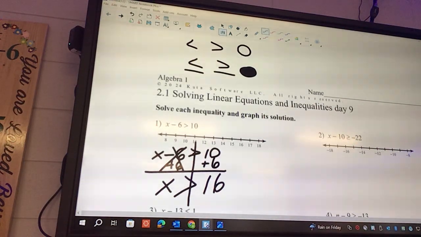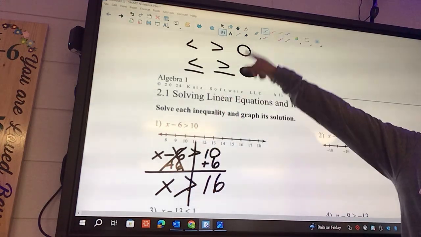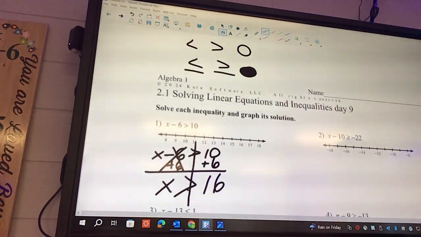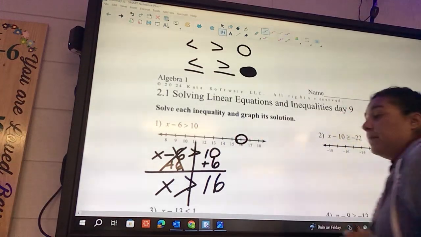Okay, so from this point, we have this symbol with no line under it. So is it going to be open or closed? Open. It's going to be an open dot. So we're going to do that on 16. Find open and make a dot.